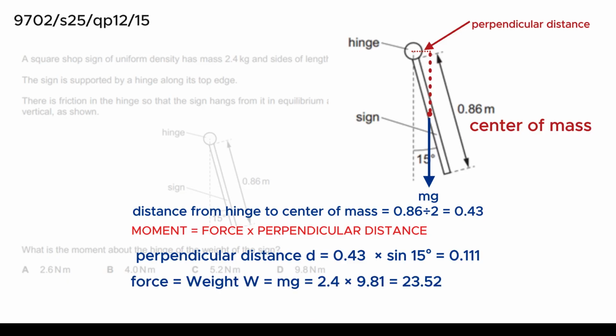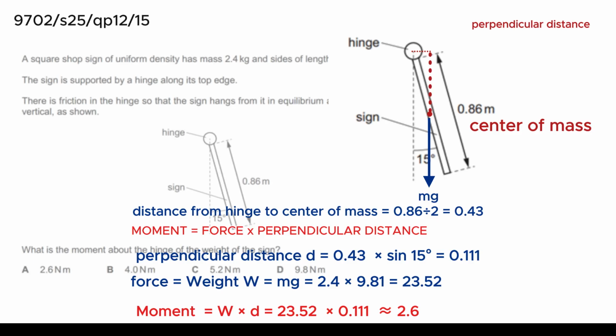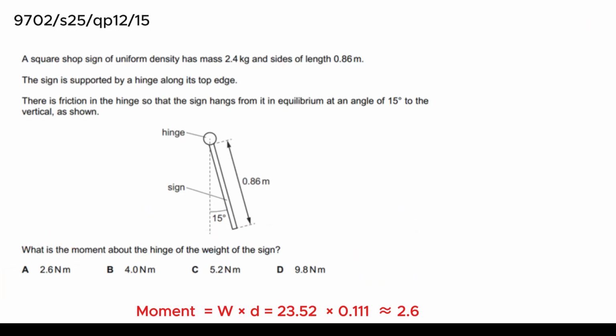Force equals the weight of the sign, 2.4 times 9.81. Finally, we multiply force and perpendicular distance together to obtain moment, which is 23.52 times 0.111. The moment is 2.6. The answer is option A, 2.6 newton meters.